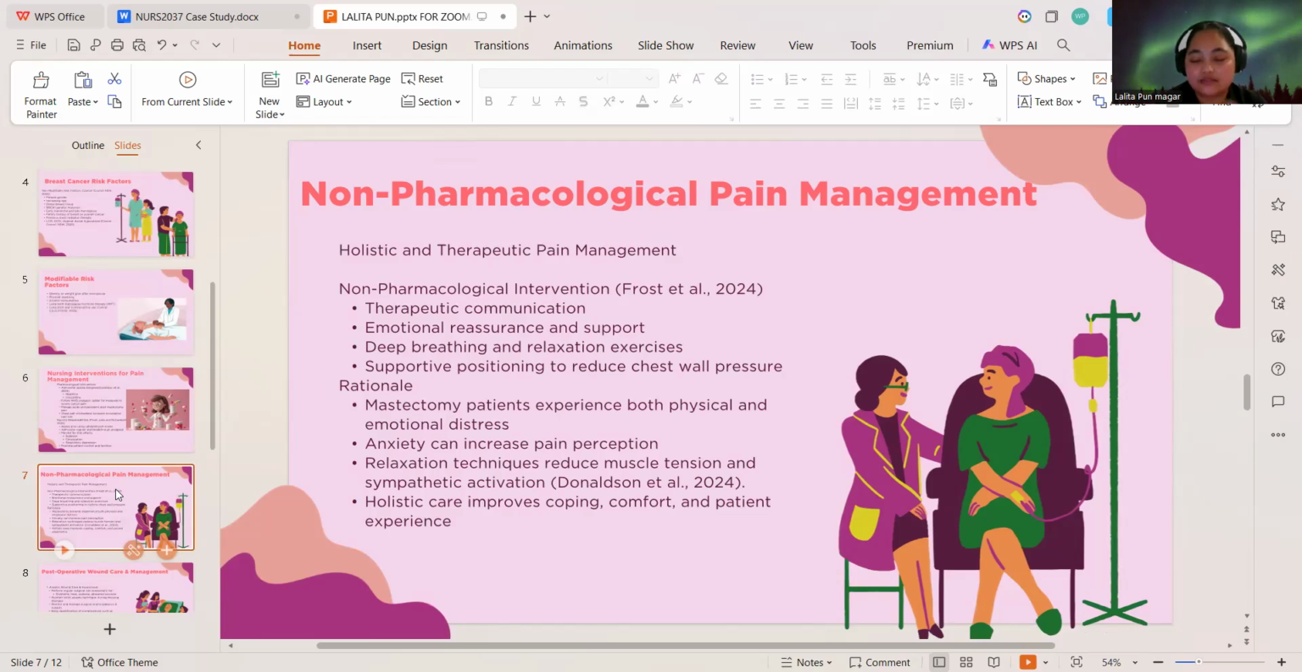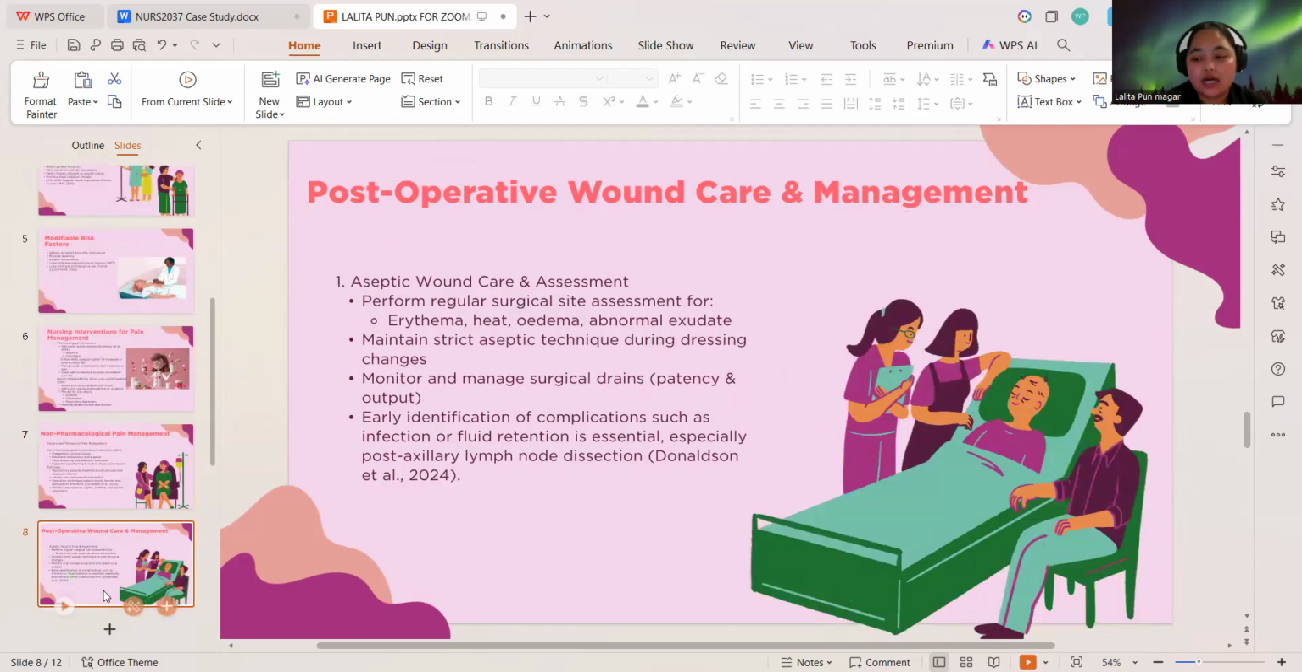In Amara's case of stage 3 invasive ductal carcinoma, postoperative care following mastectomy and axillary lymph node dissection is essential due to increased risk of impaired wound healing, infection, and lymphatic complication. So effective management requires a combination of clinical wound care and therapeutic nursing support to promote optimal recovery.